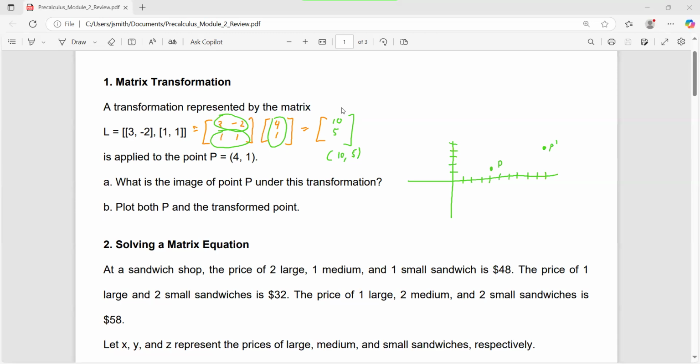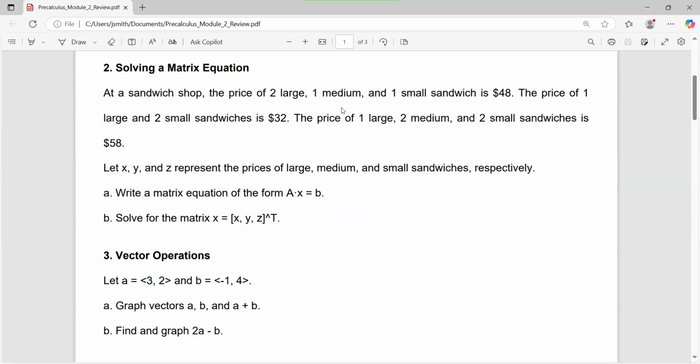Number 2 is y'all's favorite. It's a word problem, but it's a relatively simple word problem and not one that we saw the first time we took the mid-module test. This one's simple. It says, at a sandwich shop, the price of 2 large, 1 medium, and 1 small sandwich is $48. The price of 1 large, 2 small sandwiches is $32. And the price of 1 large, 2 mediums, and 2 small sandwiches is $58. It tells you that X, Y, and Z represent the prices of large, medium, and small sandwiches, respectively.